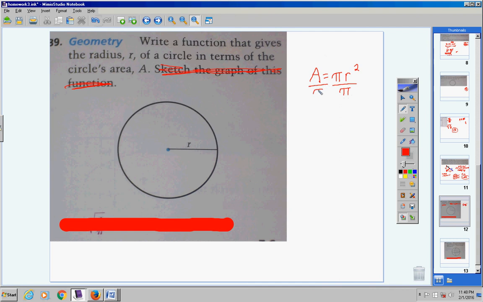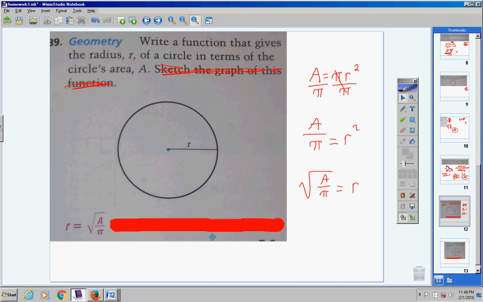Divide both sides by pi, and I'm left with A over pi equals r squared. These cancel. Now take the square root of both sides. The square root of r squared is r. The square root of this is this. You're done. Listen to me. It's not r all by itself? Sure it is. So we have r in terms of A, or r as a function of A, and that is the answer. There it is. r equals the square root of A over pi.